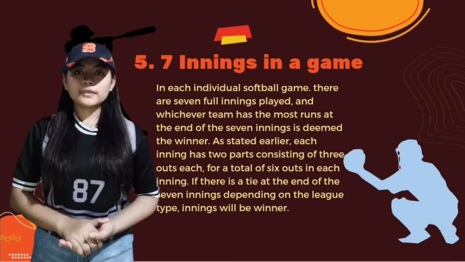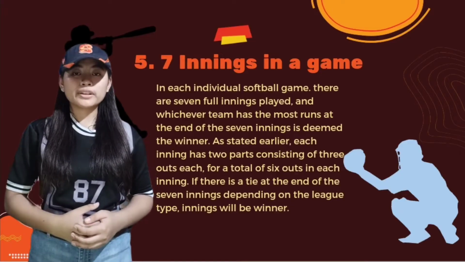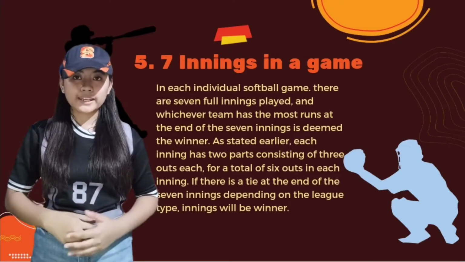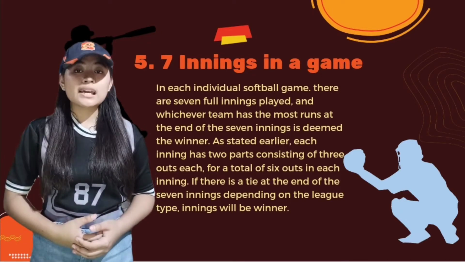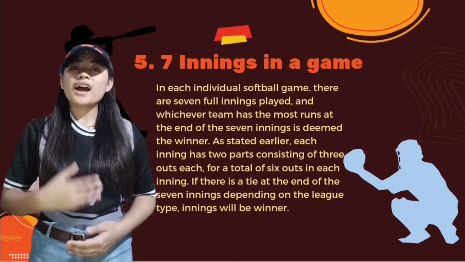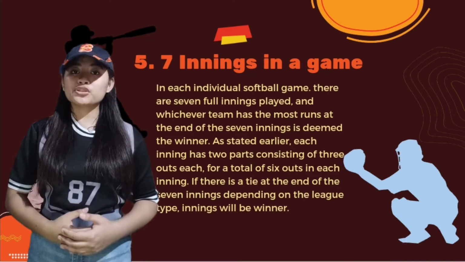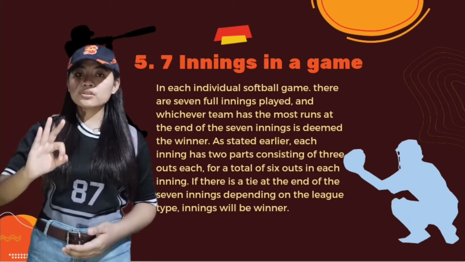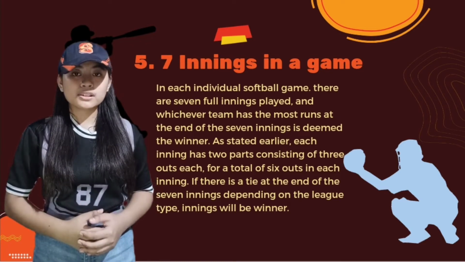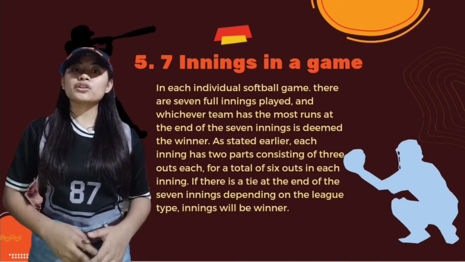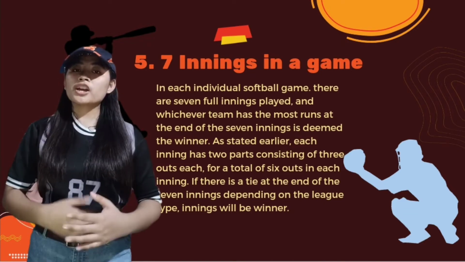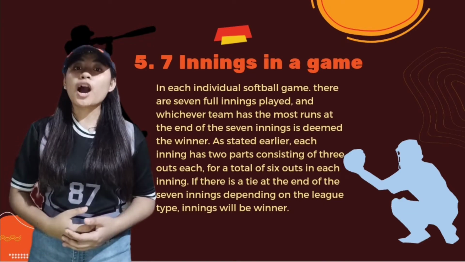Number 5. 7 innings in a game. In each individual softball game, there are 7 full innings played, and whichever team has the most runs at the end of the 7 innings is deemed the winner. As stated earlier, each inning has 2 parts consisting of 3 outs each for a total of 6 outs in each inning. If there is a tie at the end of the 7 innings, depending on the league type, additional extra innings will be played to determine a winner.